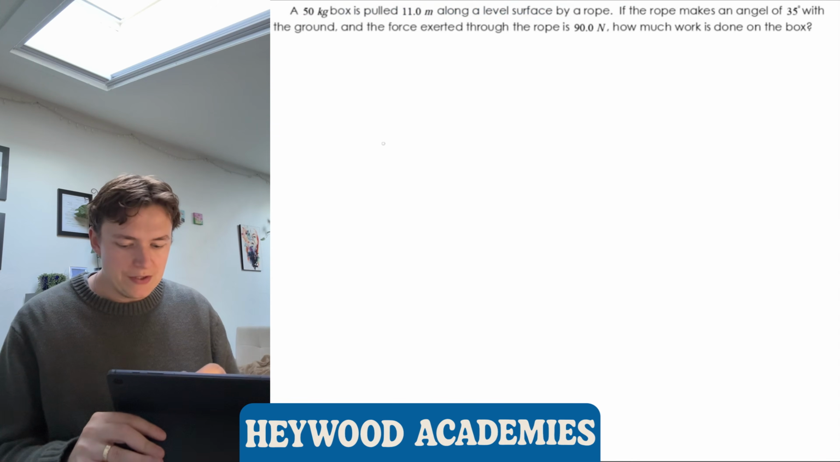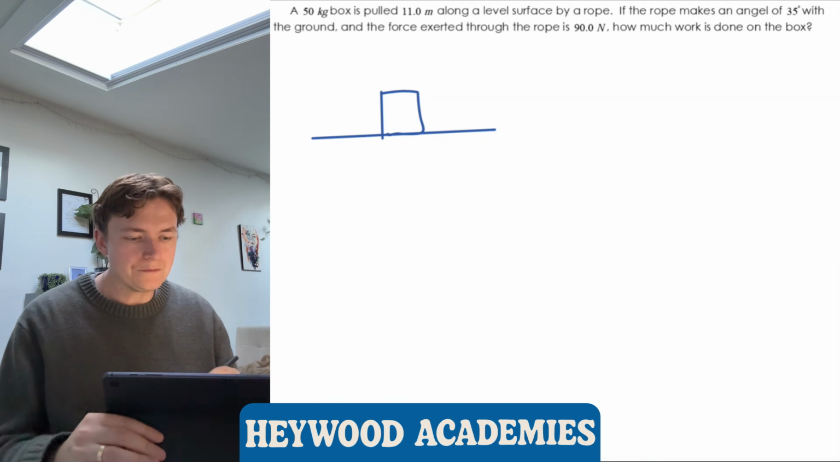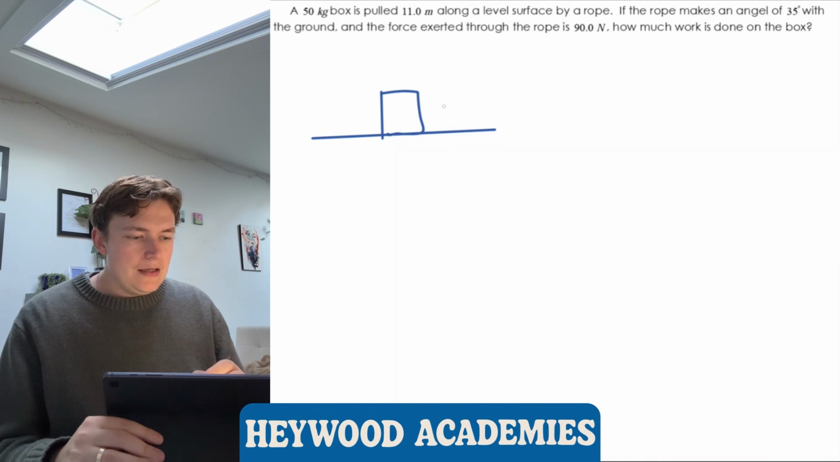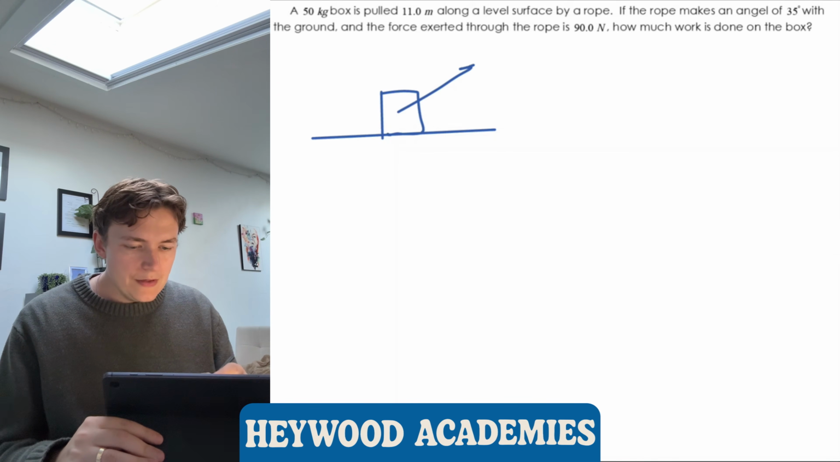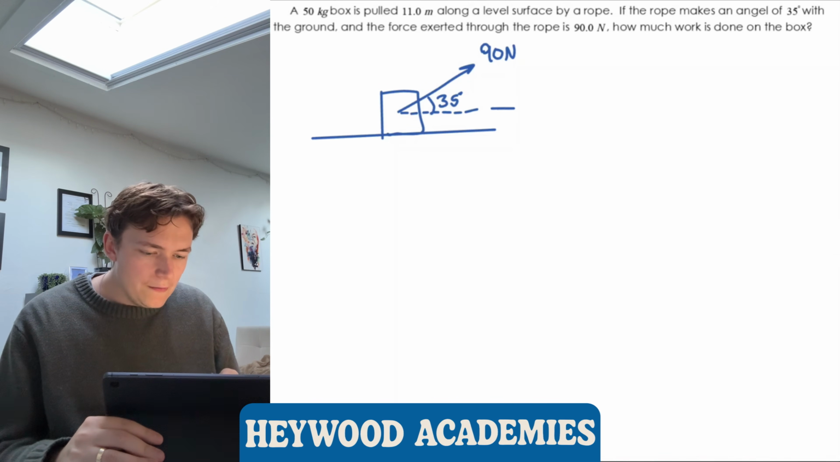Okay, so let's draw a little picture. We've got this box on the ground. It's being pulled by a force, and it makes an angle of 35 degrees. So we've got this force like this from this rope, 90 newtons, and then this angle in here is 35 degrees. The direction that we're moving is this way in our picture.